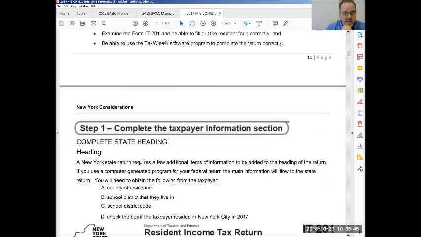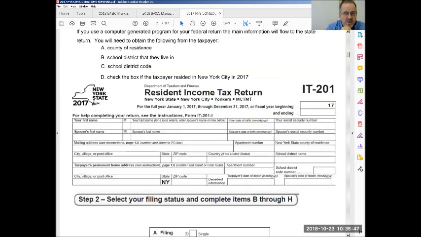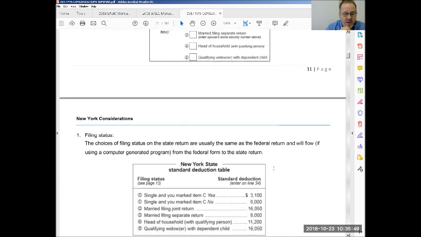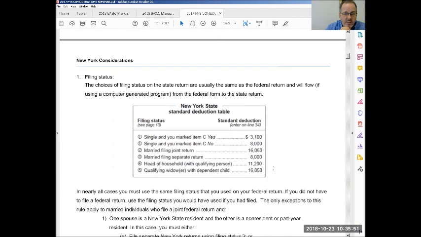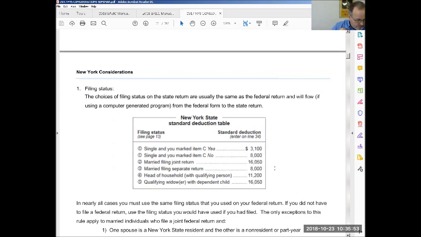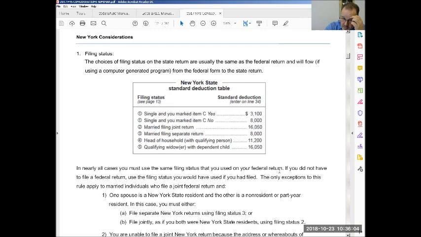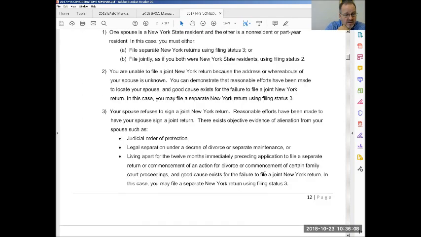Okay, like I said, the considerations here, we have the little book, it just talks about things. On the top of page 12 in there, there's a little thing that has the standard deductions. So you can see those on there. A lot of times the threshold's a little lower. When we get into itemized, I'll make sure to show you how the state itemized is calculated. Okay.